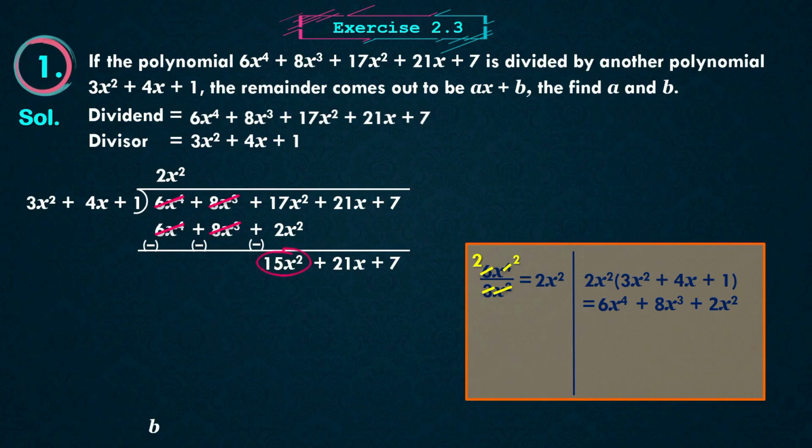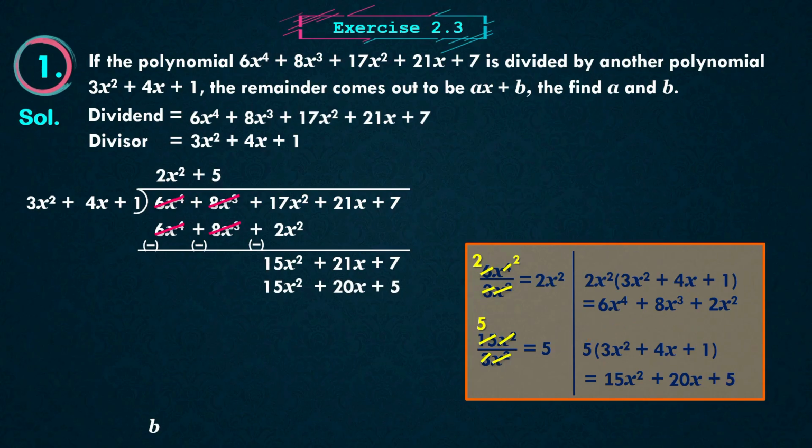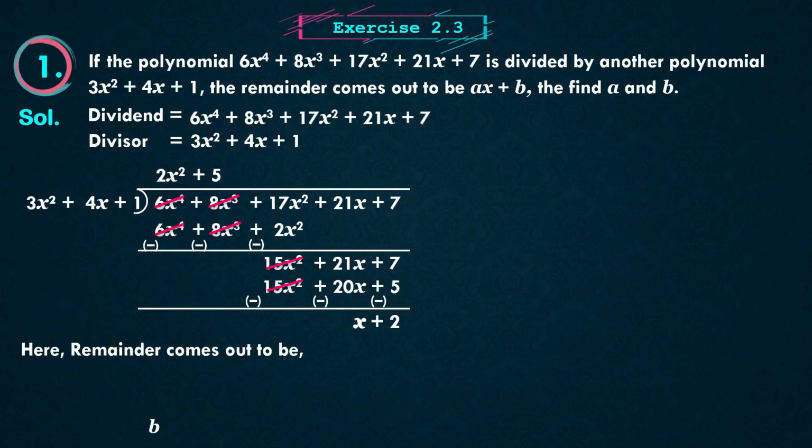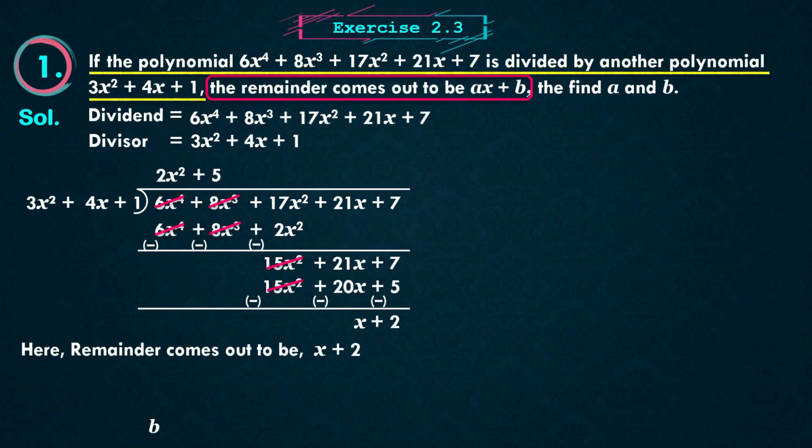Next divide 15x squared by 3x squared. This gives 5. Now multiply 5 with 3x squared plus 4x plus 1. This gives 15x squared plus 20x plus 5. Now subtract again. After subtraction, the remainder becomes x plus 2. But according to the question, the remainder is ax plus b. So we compare ax plus b with x plus 2. Therefore, a equals 1 and b equals 2.